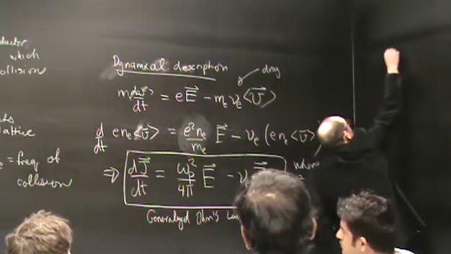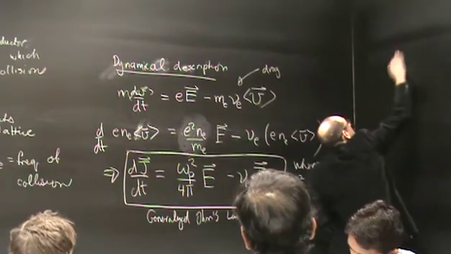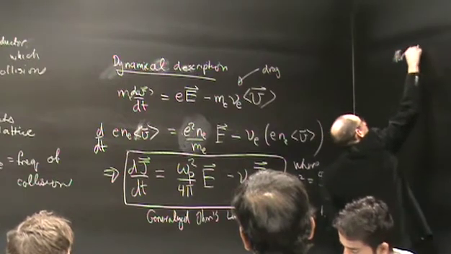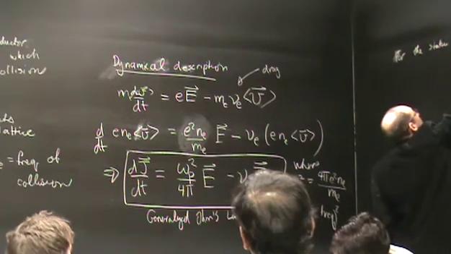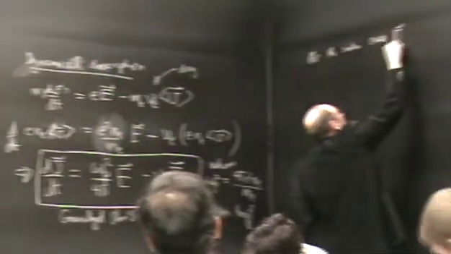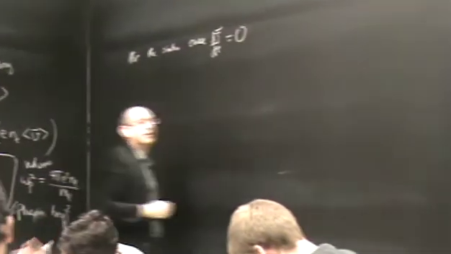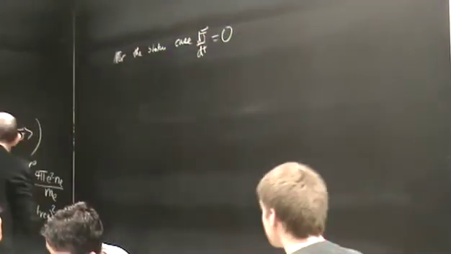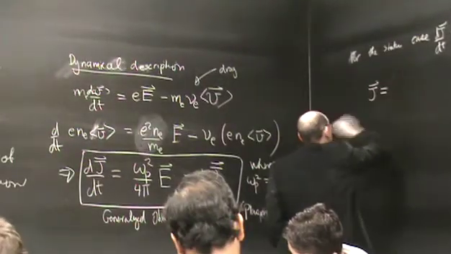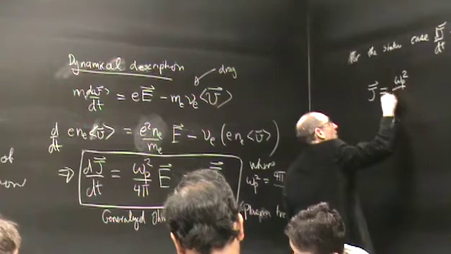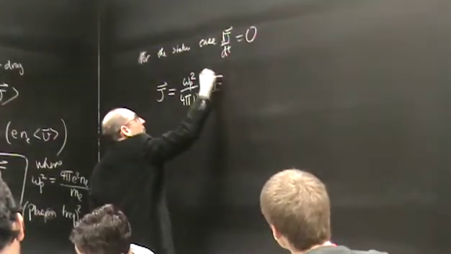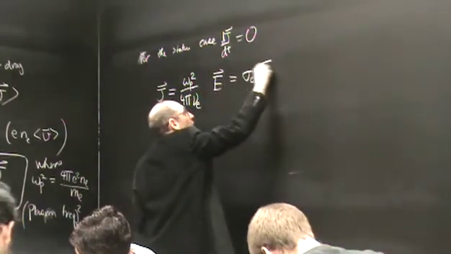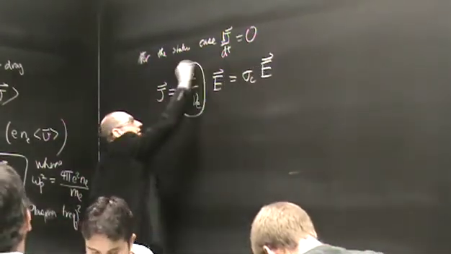So for the static case, J is independent of time. In which case we get a relationship that says J is equal to omega p squared over 4 pi times the collision rate times E, which is Ohm's law, where this is the conductivity.